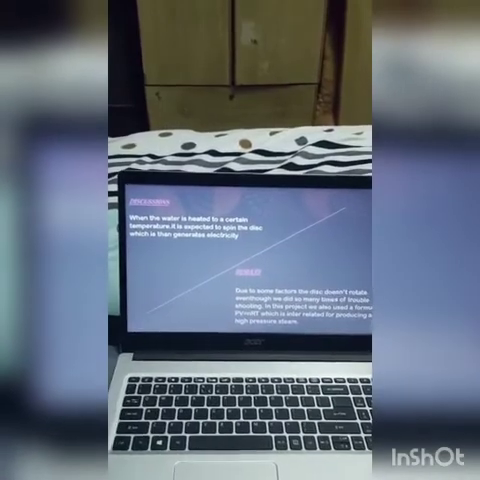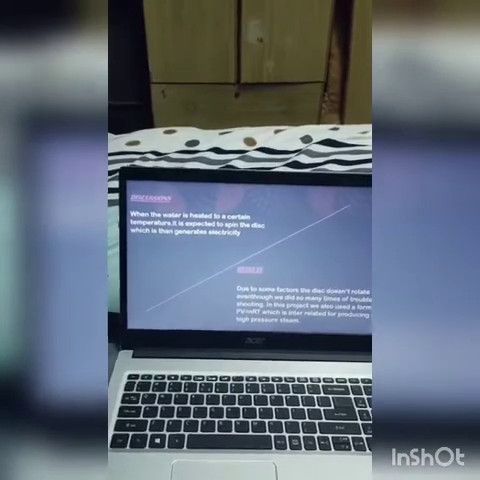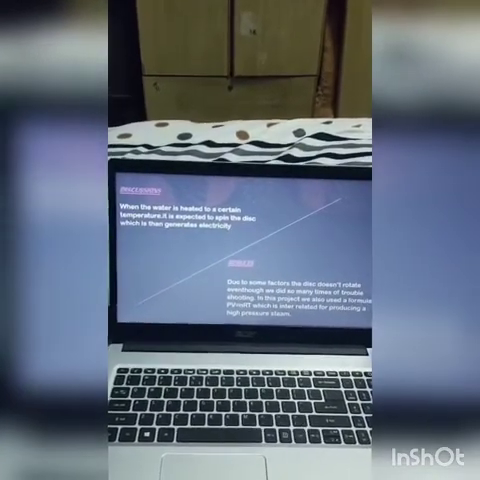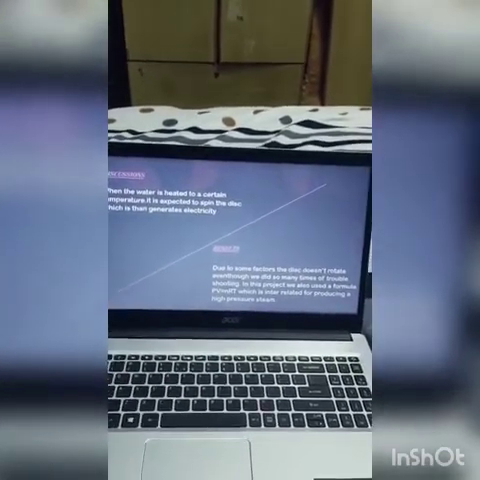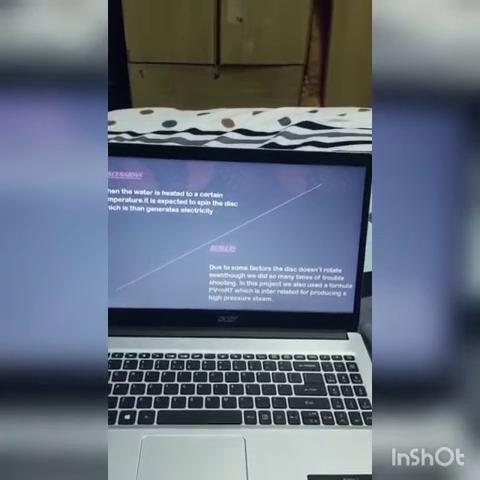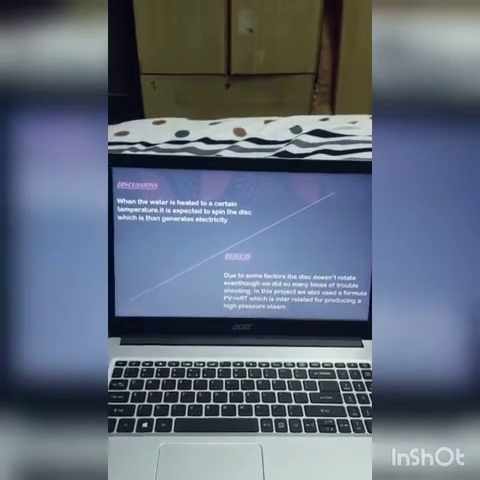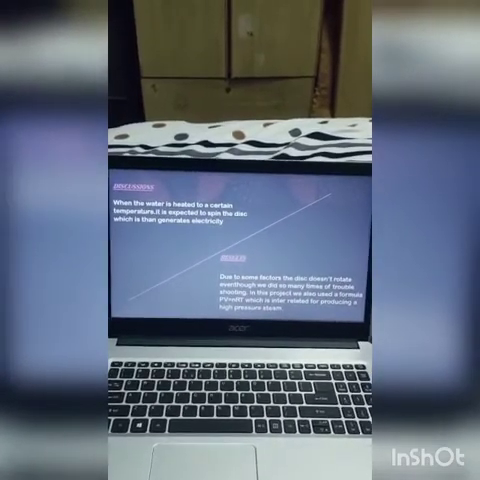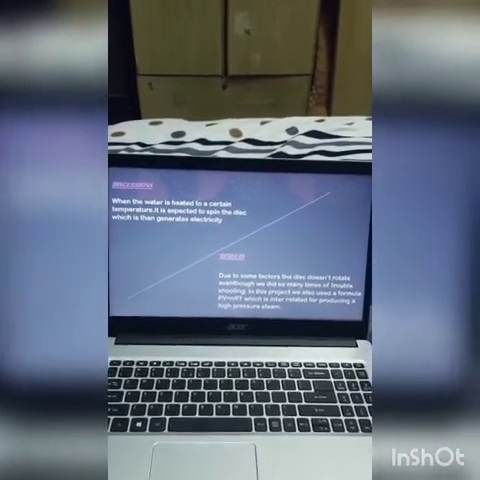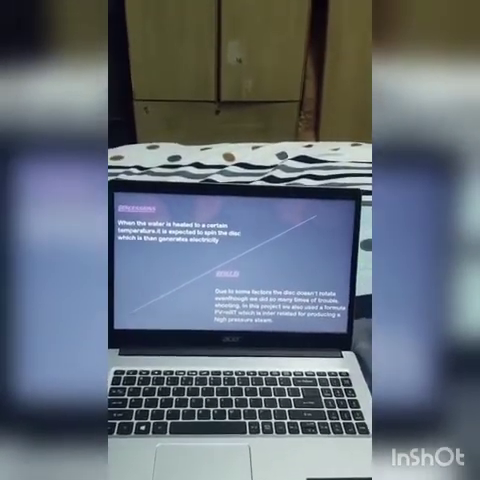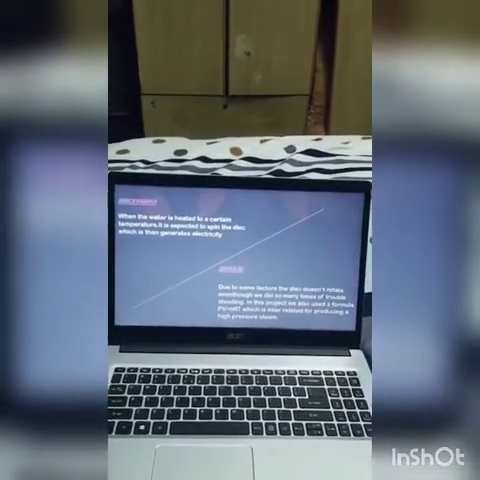So the discussion is, when water is heated to a certain temperature, it is expected to spin the disk, which then generates electricity. And the result, due to some factors, the disk doesn't rotate, even though we did so many rounds of troubleshooting. In this project, we also used the formula PV = nRT, which is interrelated for producing high pressure steam. I did the experiment more than 6 times, but I don't know which part is the problem for the turbine, for the string to move.